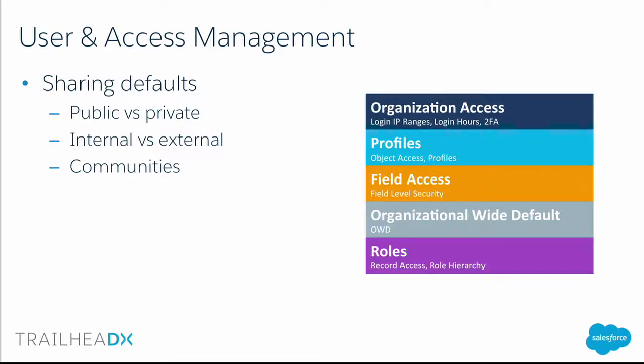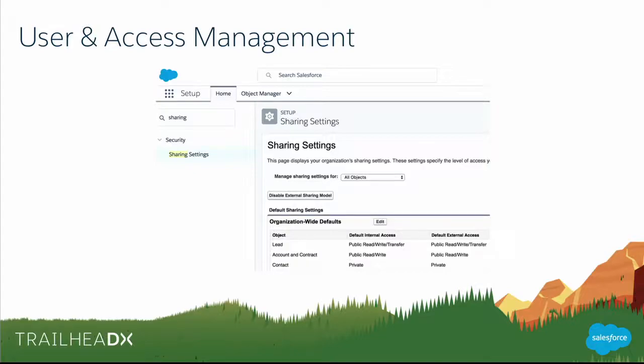Okay, so that is that. Here's how you set up sharing. You go to the setup menu, search for sharing. You see the two columns. On the right, you have external access. On the left, you have internal access. So you need to scope that down as much as you can.